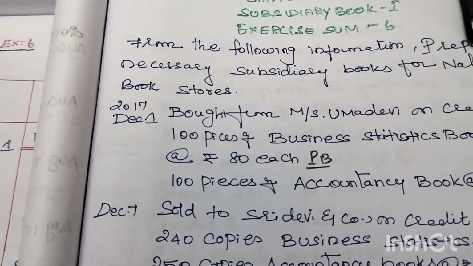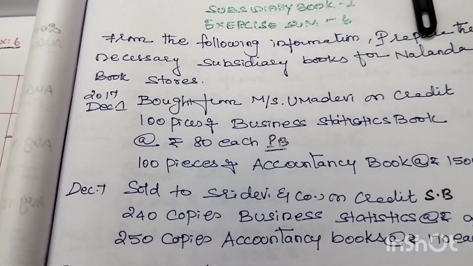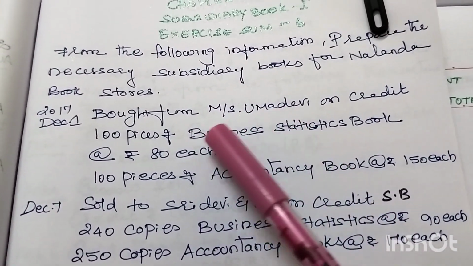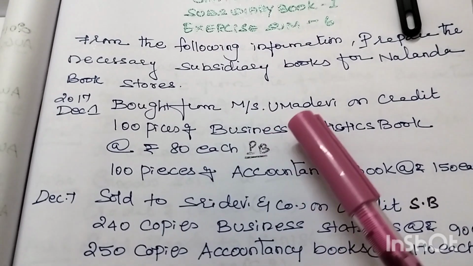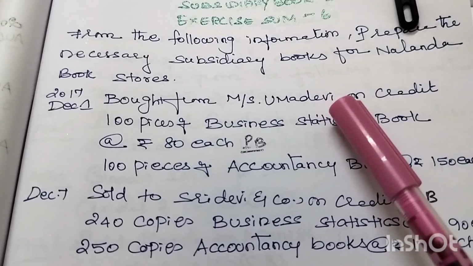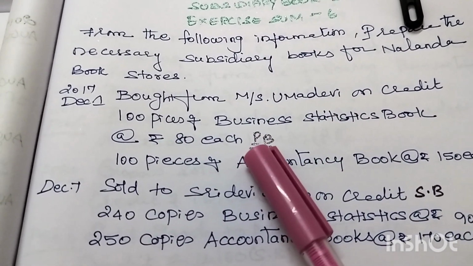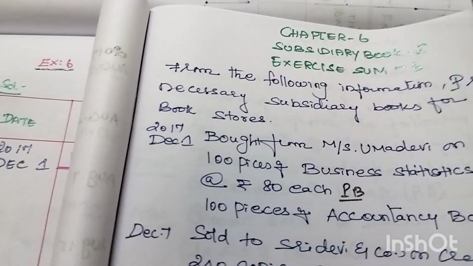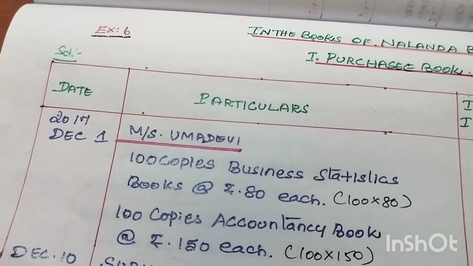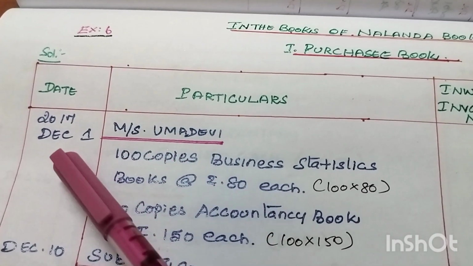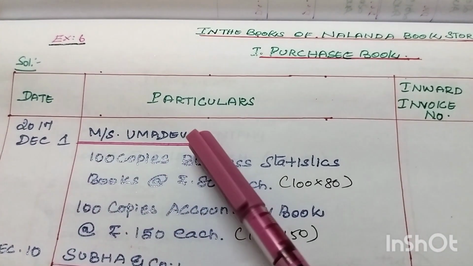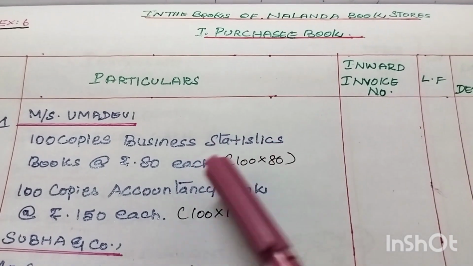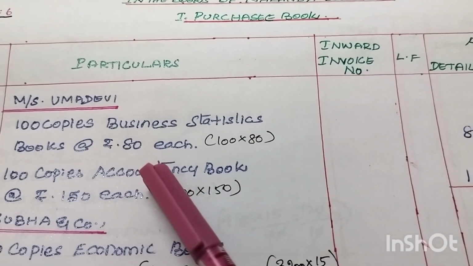Okay, what does the first transaction tell us? The first transaction is the credit purchases transaction. So where are you going to enter this transaction? You are going to enter this transaction into the purchases book. So take the purchases book. Let's see the purchases book dated on 2017 December 1. Miss Uma Devi, 100 copies of business statistics books at ₹80 each.